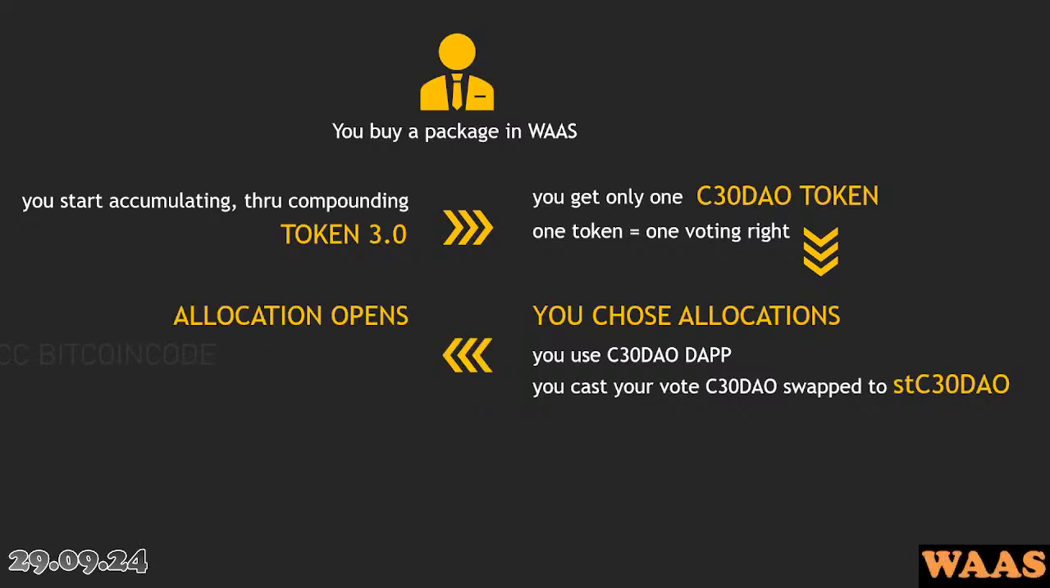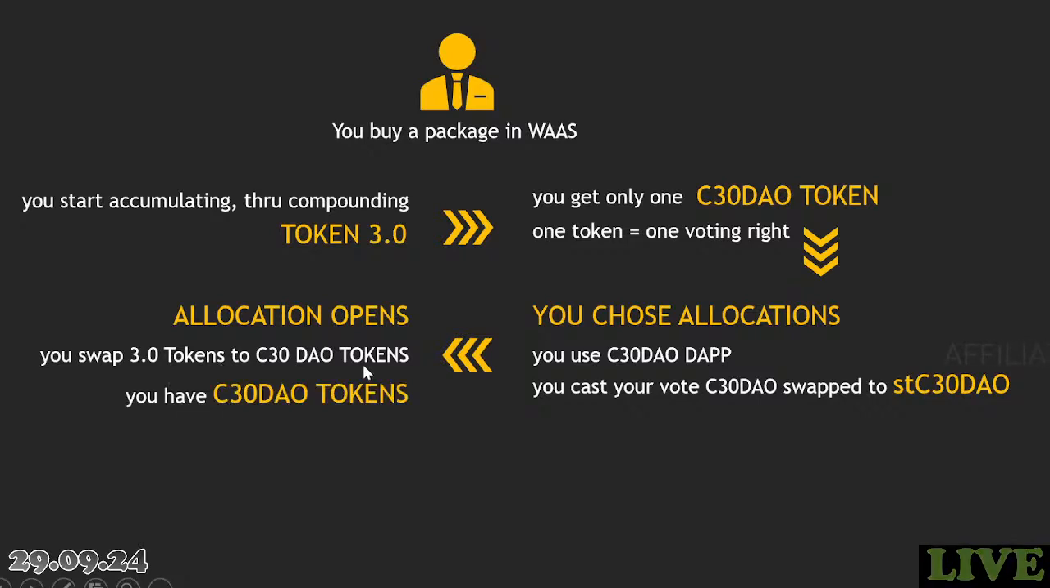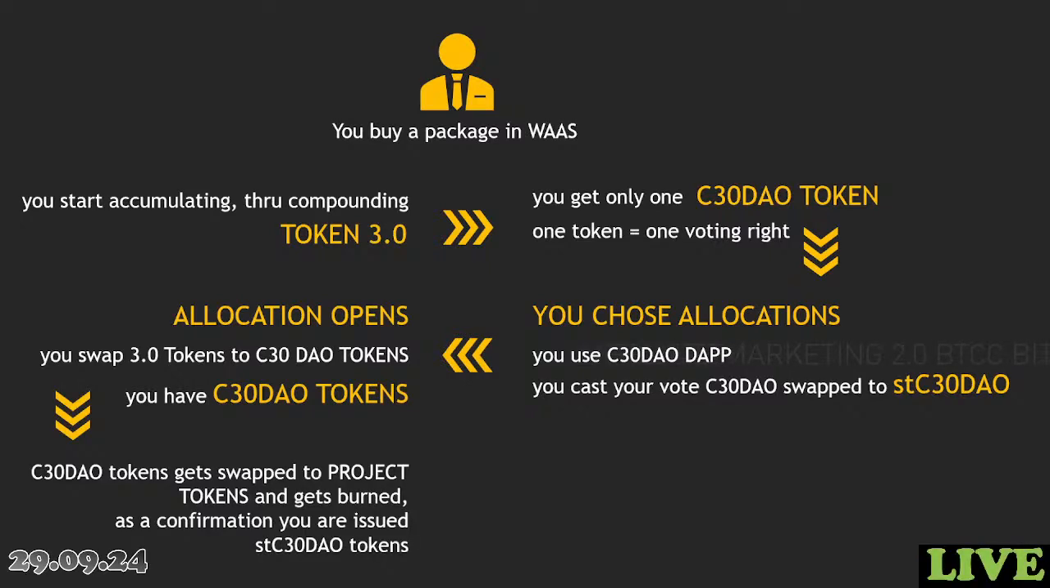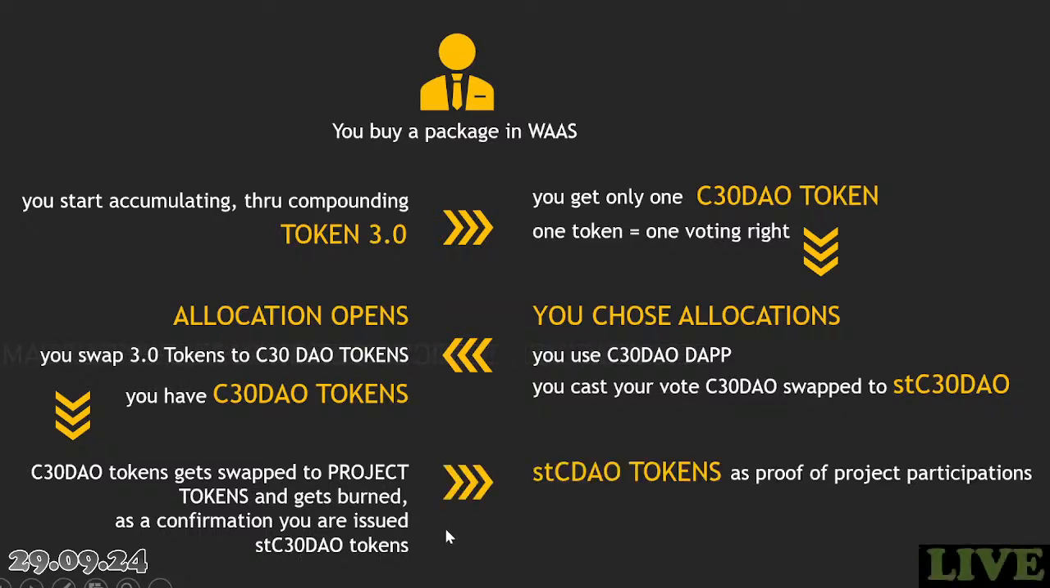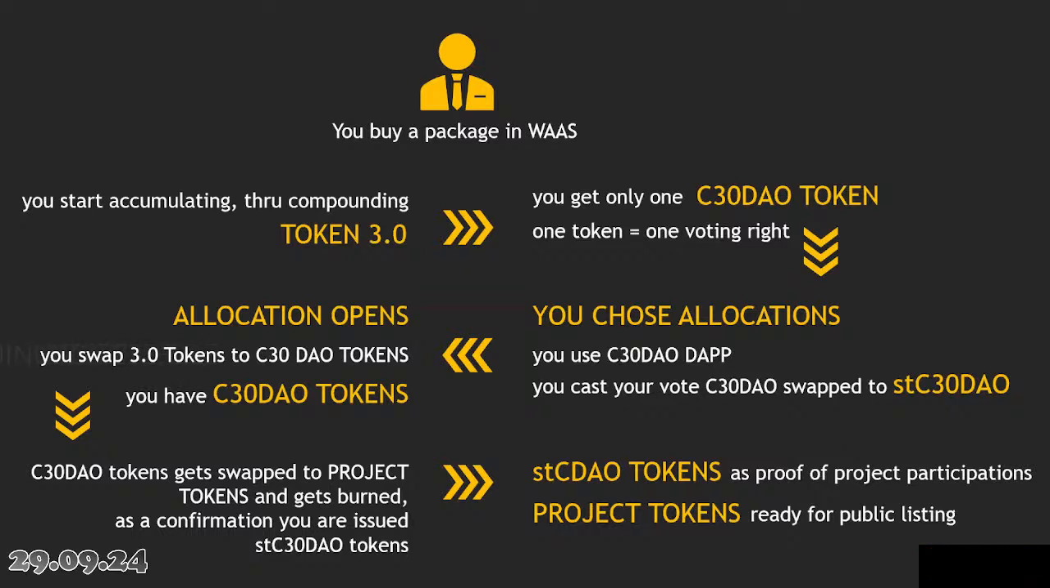And when this allocation opens, you swap 3.0 tokens to C30 DAO tokens. Based on the allocation, estimated C30 DAO tokens will be minted to your WAAS back office, and you will be able to swap 3.0 tokens to C30 DAO tokens. Now you have C30 DAO tokens instead of token 3.0. With these C30 DAO tokens, whenever the project listings are available, you will be able to swap them to the project tokens. And in a way, ST C30 DAO tokens will be issued to you. Now you will have ST C30 DAO tokens as a proof of project participation, as well as project tokens, which are then ready for public listings. So this is the entire process. This is the entire gist of everything.